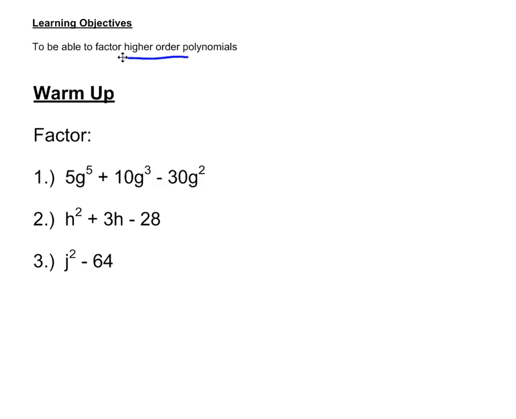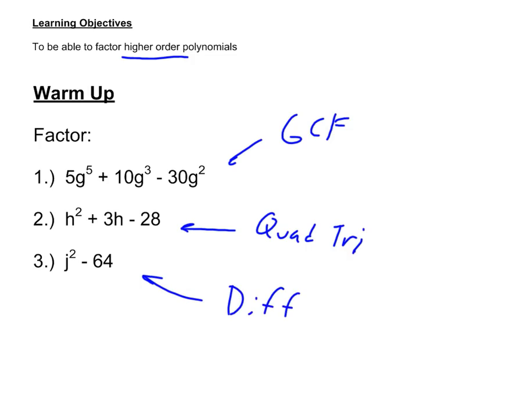Okay, so as we look at this first one, the first one has a greatest common factor between all of them. The second one is a quadratic trinomial, and the third one is a difference of squares. And these are the 3 types of factorings that we already know how to do. We've covered it on the last few videos and done it in class.